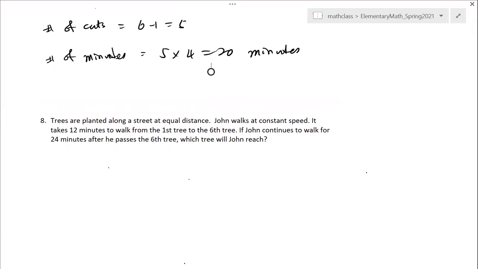All right, so now we come to the tree planting problem, okay? Trees are planted along a street at equal distance. John walks at a constant speed. It takes 12 minutes to walk from the first tree to the 6th tree, remember, okay? This is a two-step problem. If John continues to walk for 24 minutes after he passed the 6th tree, which tree will John reach? Okay.